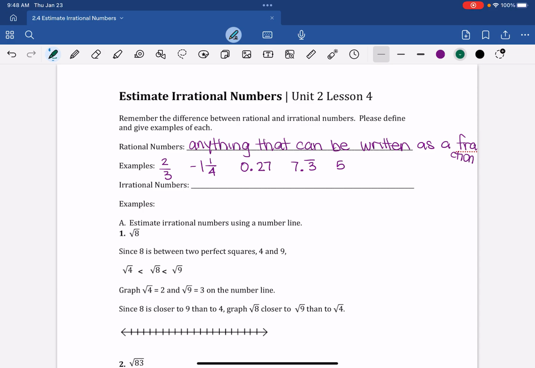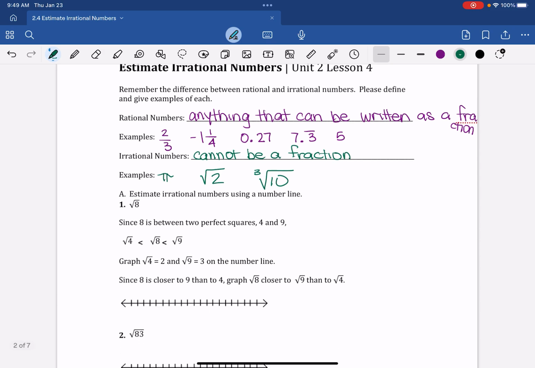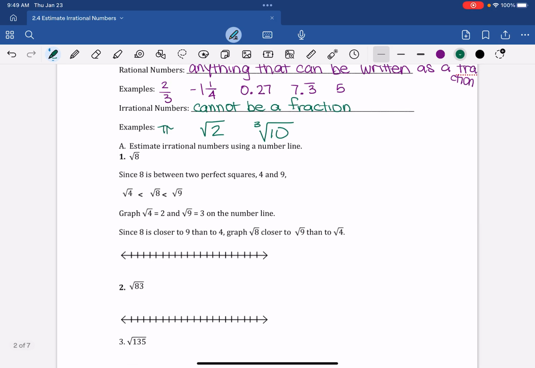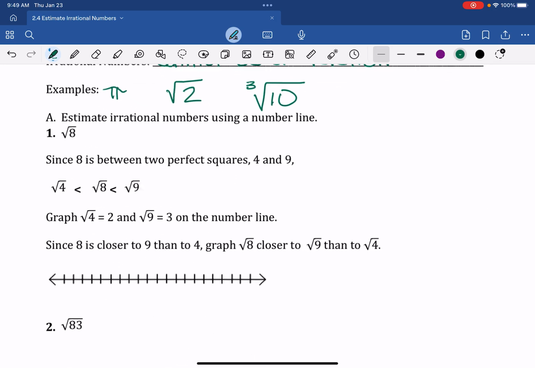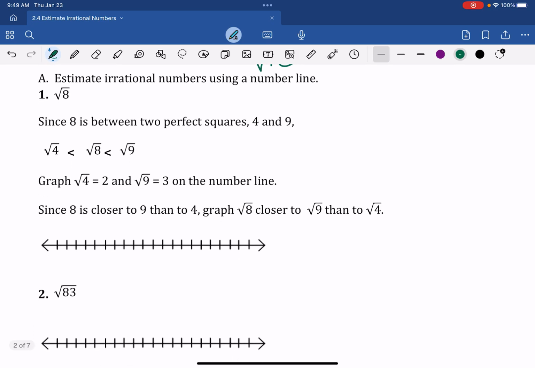Then irrational numbers are numbers that cannot be written as a fraction. So that would include any non-terminating or non-repeating decimals. So the most famous example would be pi, or you could have the square root of a non-perfect number or the cube root of a non-perfect number. So today we're going to be doing different types of estimating of irrational numbers. We're mainly focused on square roots that are not perfect. So we're going to start by estimating the decimal value of the square root of 8.